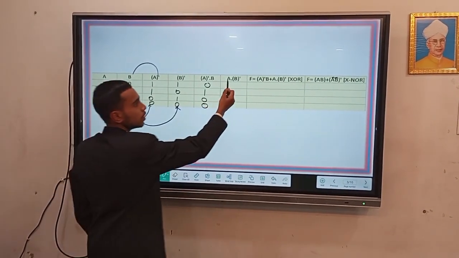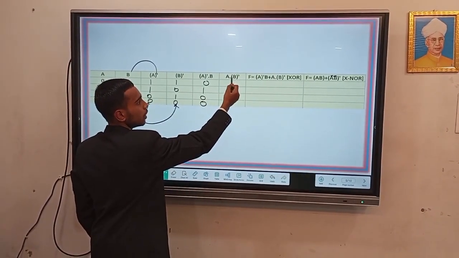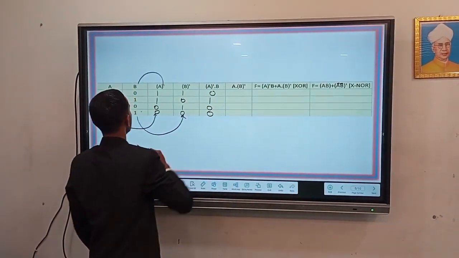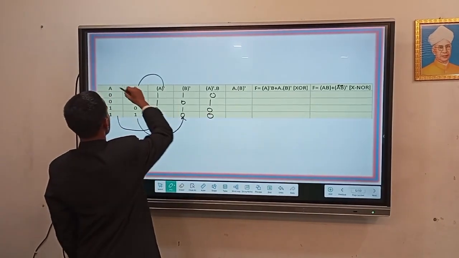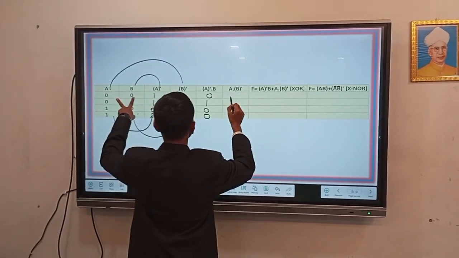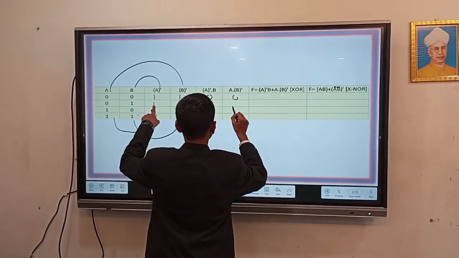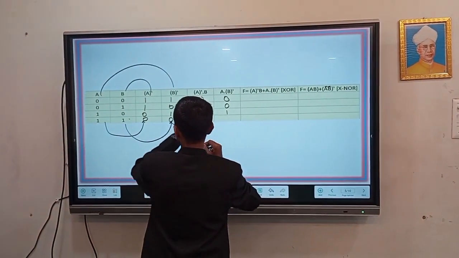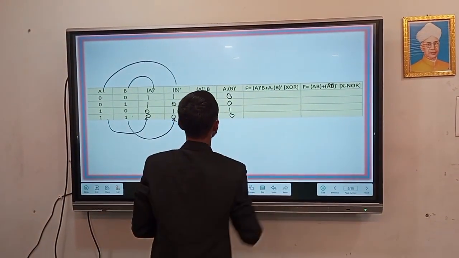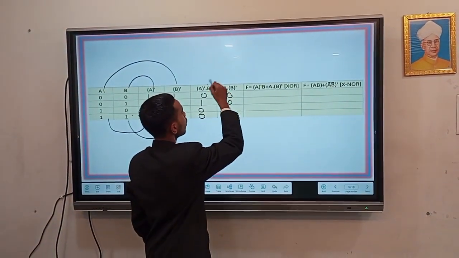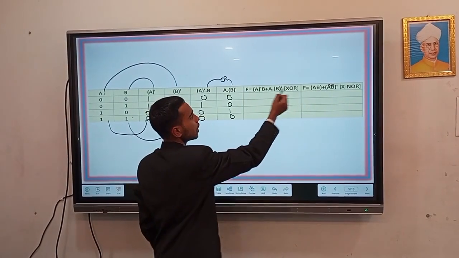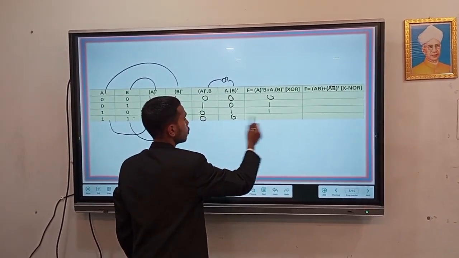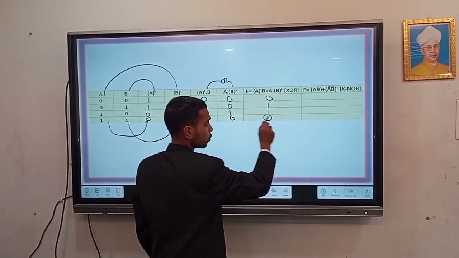Okay. Now here is the complement of B and A, the AND operation between A and B complement. 0 into 1 is 0, 0 into 1 is again 0, 1 into 1 is 1, and 1 into 0 is 0. Now on these two terms the OR operation is done, and then we get the XOR gate. So 0 or 0 is 0, 1 or 0 is 1, 1 or 0 is 1, 0 or 0 is 0.